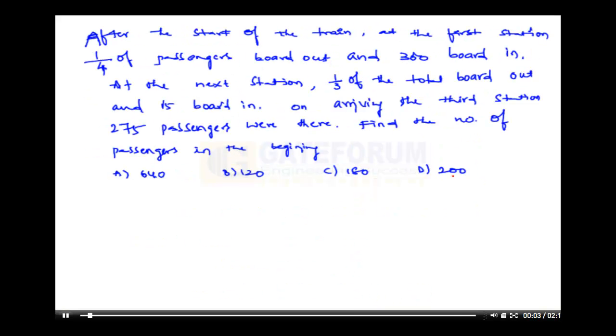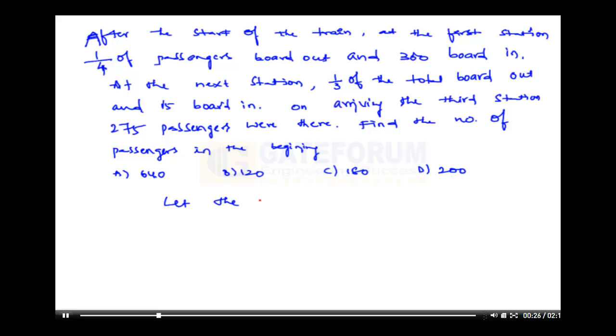In a train, at the first station 1/4 of passengers get out and 300 board, and in the next station 1/3 of the total get out and 15 board. On arriving at the third station, there are 275 passengers. Now we have to find the number of passengers in the beginning.